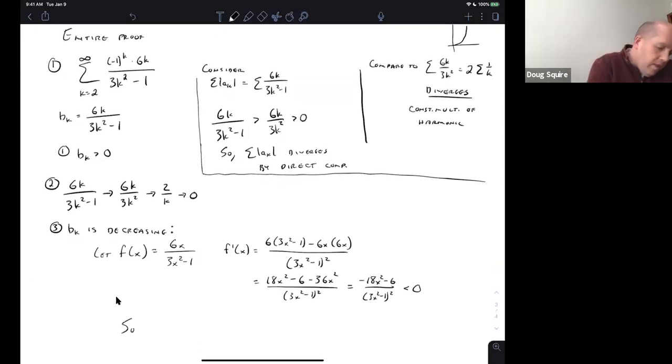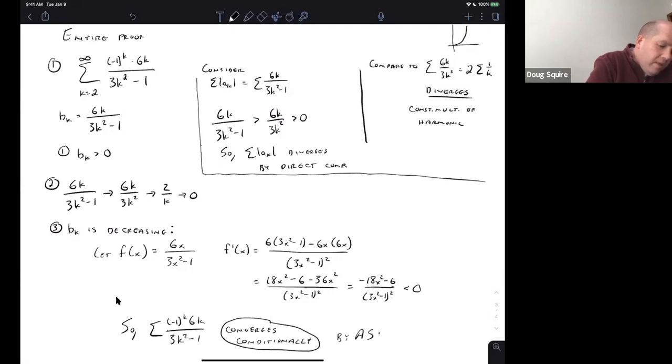So the original series, negative 1 to the k times 6k over 3k squared minus 1 converges because of that. It converges conditionally because the absolute value diverged. And we would say that's because of the alternating series test. Any questions to there? You guys good? Okay.